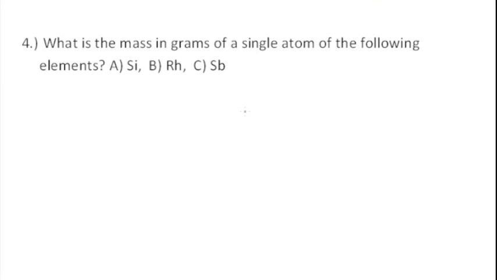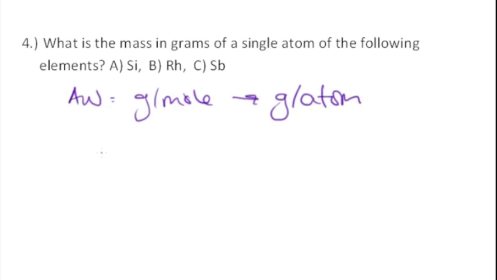Last one, you're asked to find the mass of a single atom of the following elements. So we need to go from the atomic weight, which is grams per mole, to grams per atom. So for silicon, you just start with the molecular weight, which is, let's see here, 28.09 grams in 1 mole.